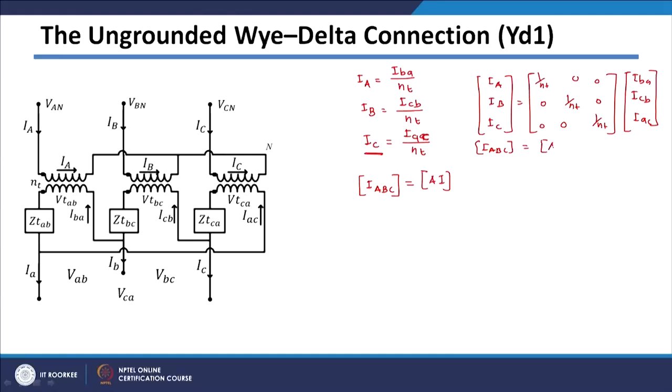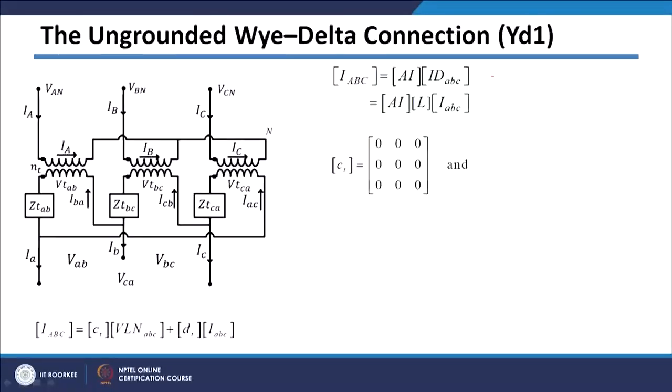This matrix we know that we call it as AI, and this is IDABC because these are delta phase currents. So if you compare this with your standard, I will just take this on the next slide. So call it as expression number 1.